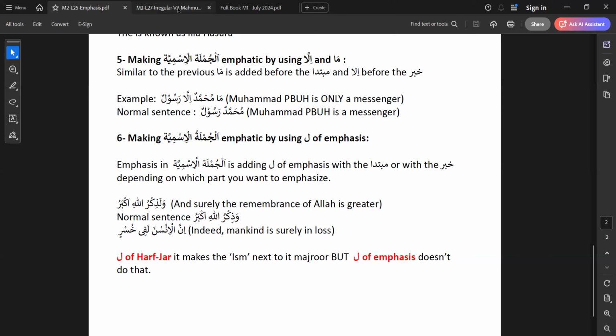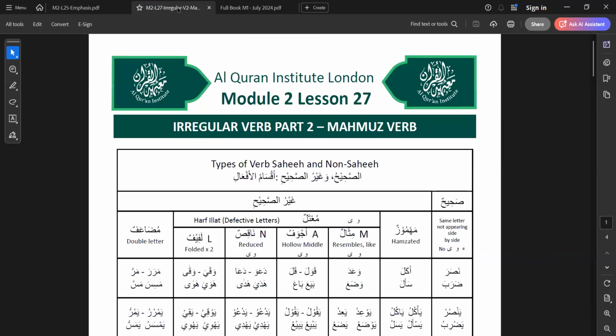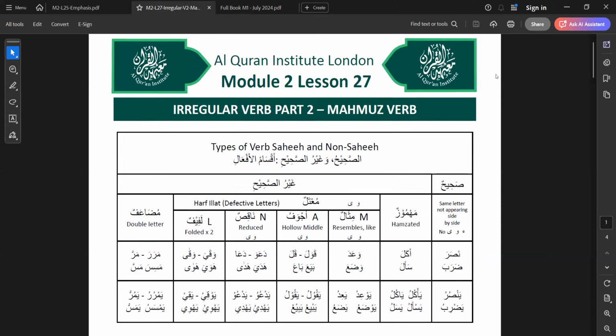Now, let's go to lesson 27. We've covered 26 already, in case someone joined after we began. In the introduction, I mentioned we've covered 26. So we are going to irregular verbs, lesson 27. Now, we've covered some of this before.